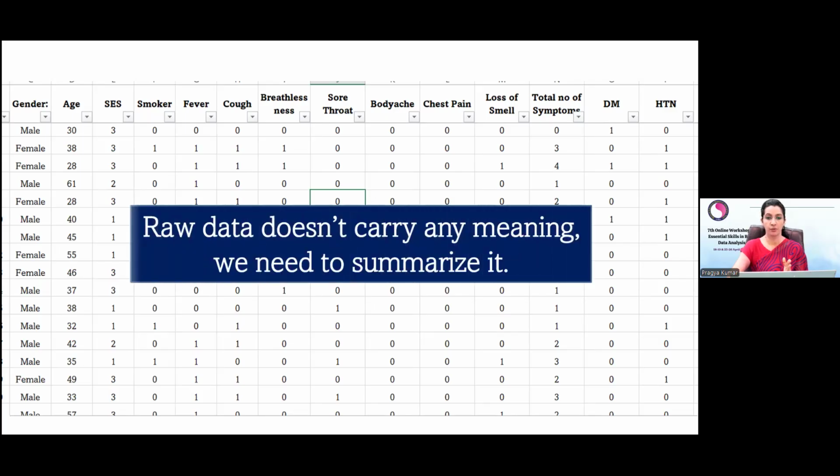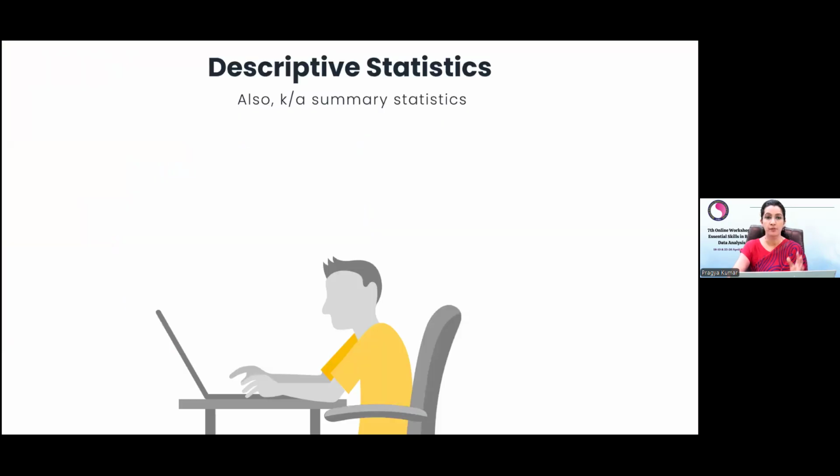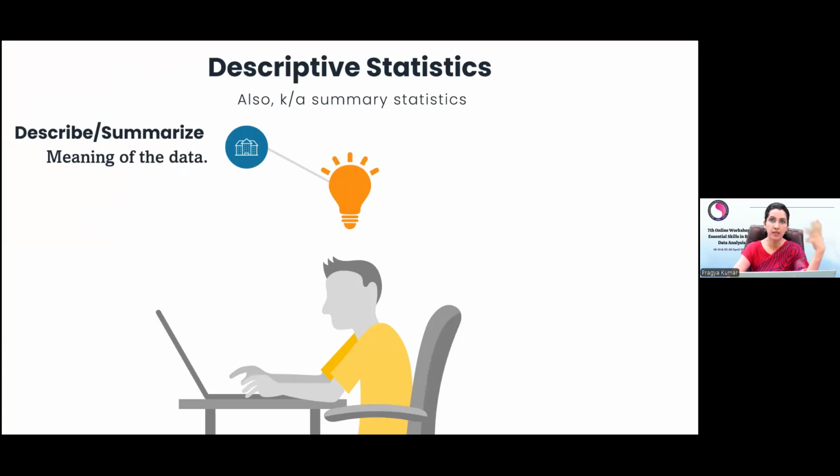Okay. So because the raw data doesn't carry any meaning, we need to summarize our data set. This descriptive statistics is a procedure which is used to summarize your data set, your variables, in a meaningful way. So basically, descriptive statistics means you are summarizing your data. There are 4 types of these descriptive statistics. We'll see central tendency, then dispersion, then the position of the data.